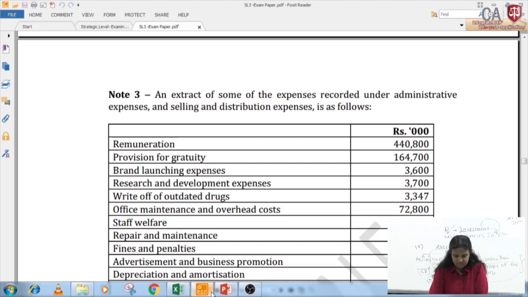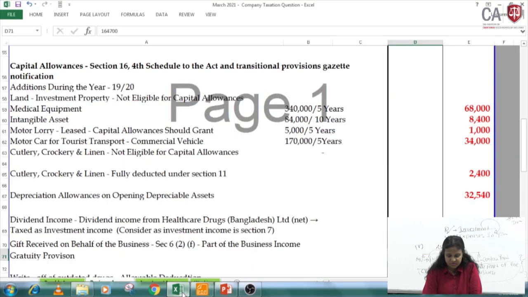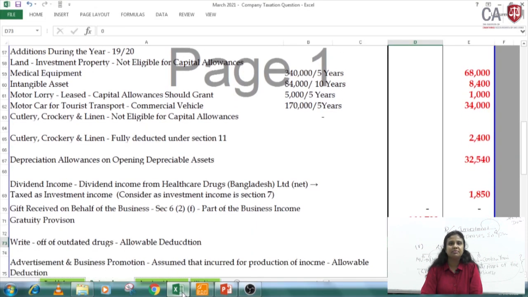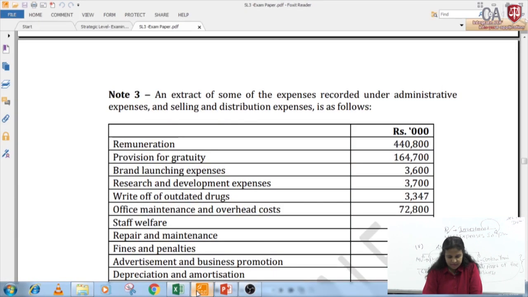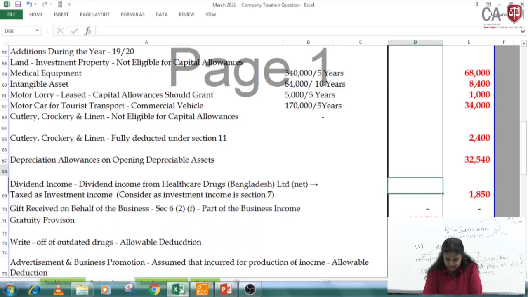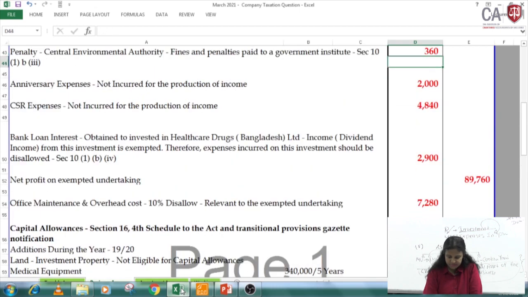Brand launching expenses we have disallowed and claimed against the investment income. Write-off of outdated drugs is a kind of inventory write-off; it is an allowable deduction. Why? It is incurred during the year, and it was inventory maintained for the production of income, so it is an allowable deduction. Then next one, office maintenance and overhead cost, that 10% part we have taken. Did we take it? Yes, I think we have disallowed that.